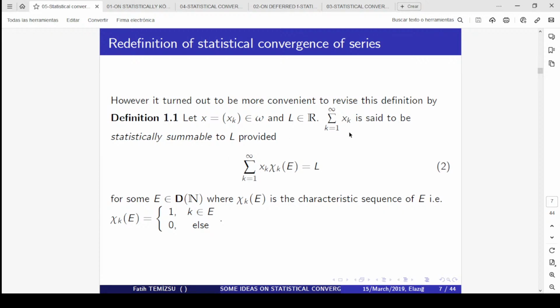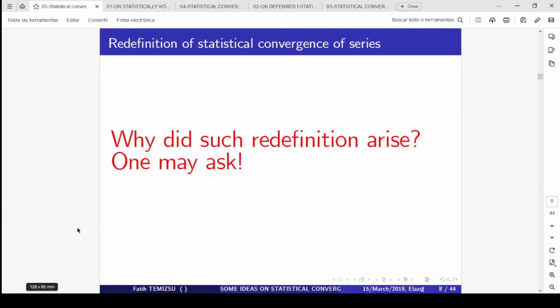xk is said to be statistically summable to L provided this product is convergent to L in the usual sense. Why did such a redefinition arise, one may ask?